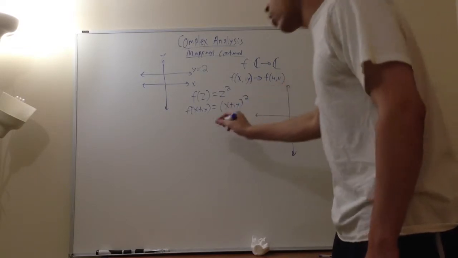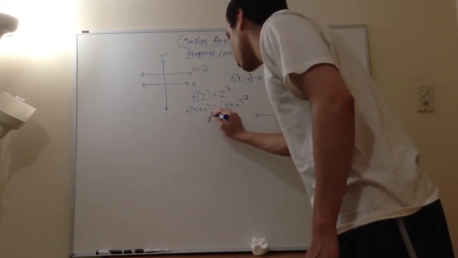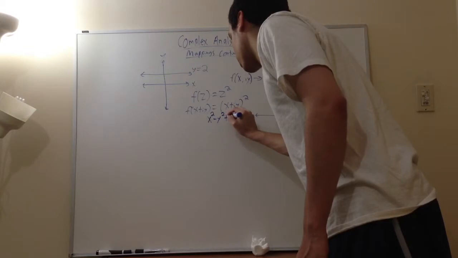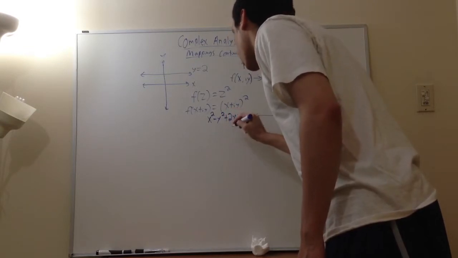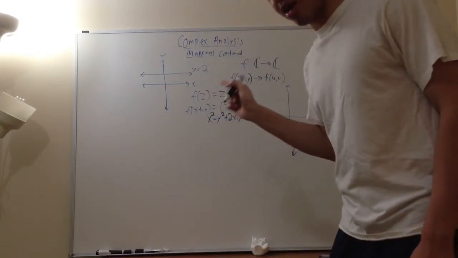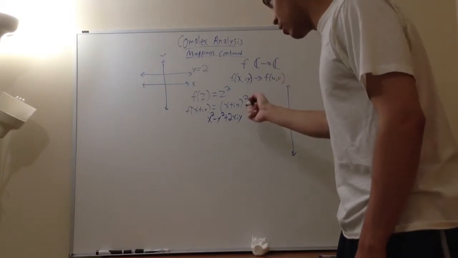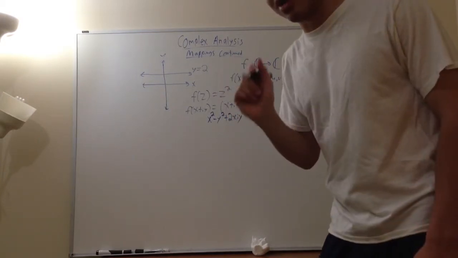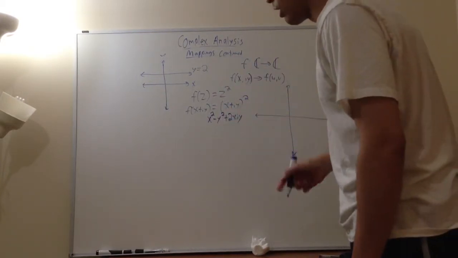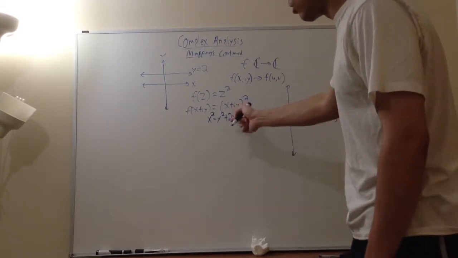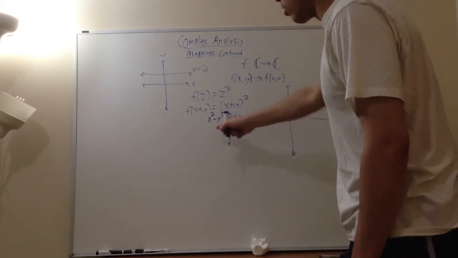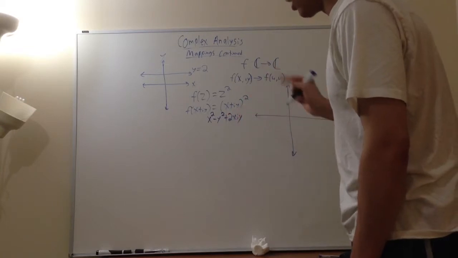So (x plus iy) squared is going to be equal to x squared minus y squared plus 2ixy. Now, I memorized this expansion, but really if you work out the algebra, you'll see this is exactly what it looks like if you don't believe me. But it is very good to know that (x plus iy) squared is equal to x squared minus y squared plus 2ixy.